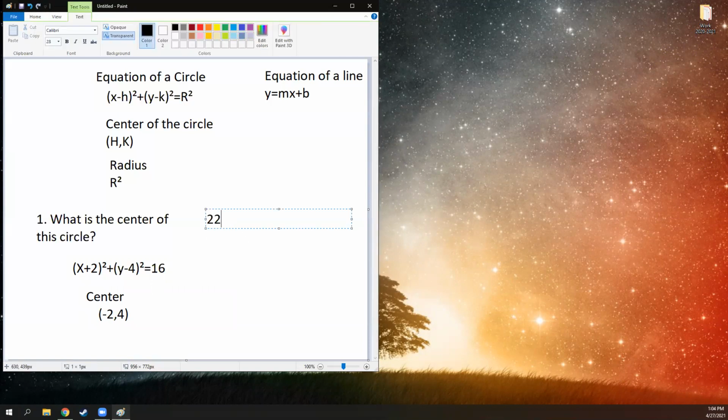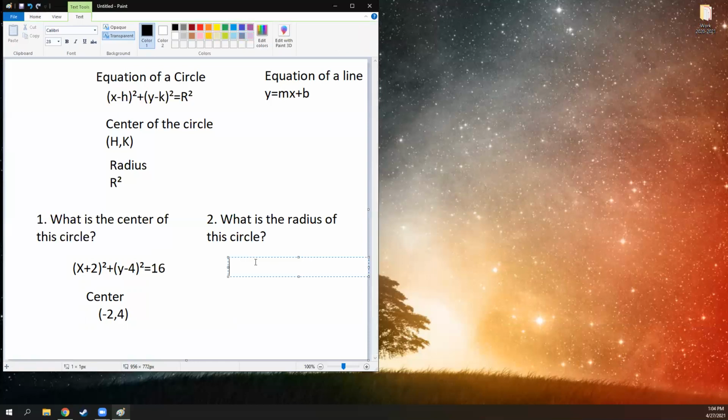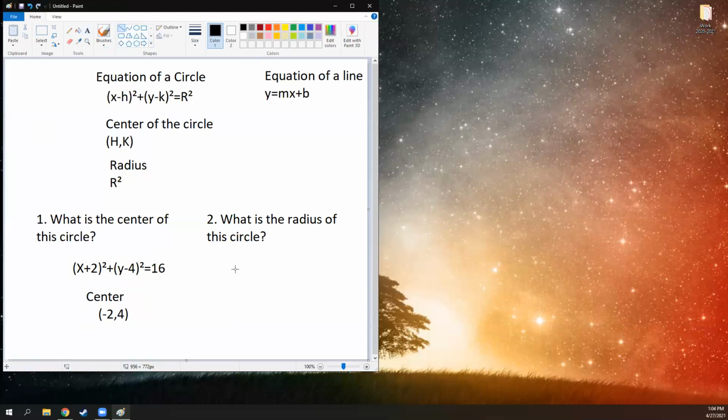And then you'll also get question 2: what is the radius of this circle? Based on the same equation, right? Well, you got to pay attention because in the equation, it's r squared. When you see a circle's equation, they have already squared the radius. They've already taken the radius and multiplied it by itself. So you need to take the radius they give you, the r squared, and you need to take it back a notch, and you need to square root it.